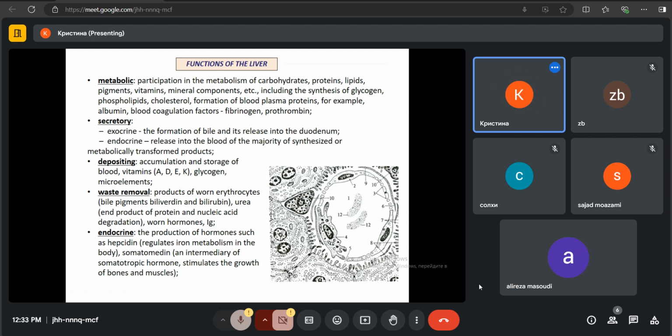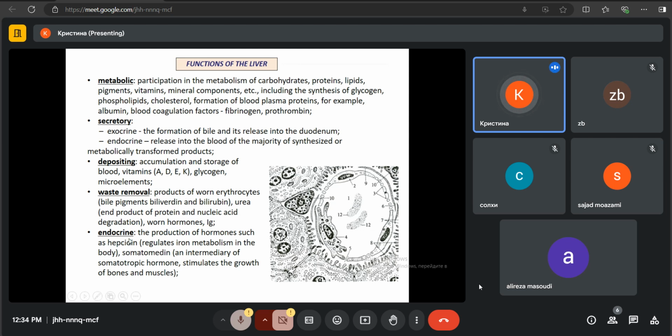Waste removal. Products of worn erythrocytes, such as bile pigments biliverdin and bilirubin, urea, worn hormones are removed from liver. So mostly it's again the function of hepatocytes, but in the processing of erythrocytes, the Kupffer cell also participates, so it's the function of Kupffer macrophages.